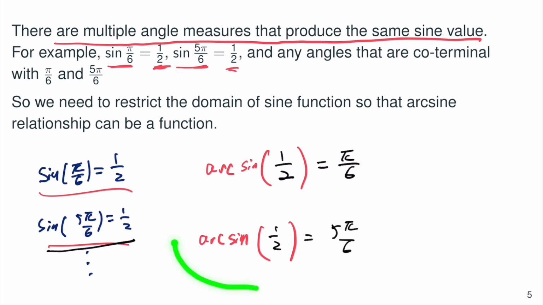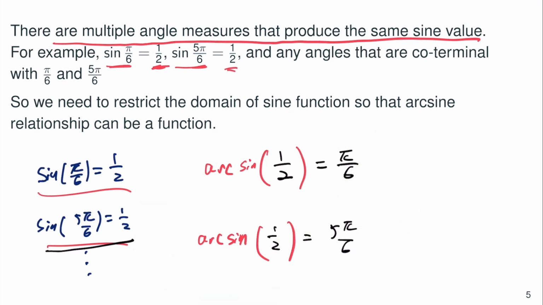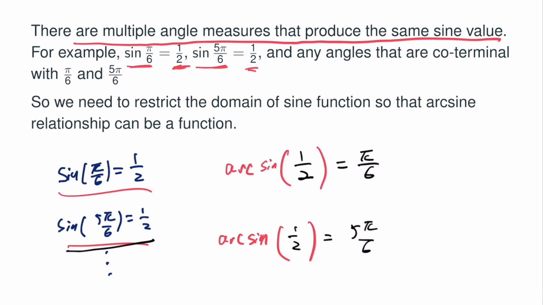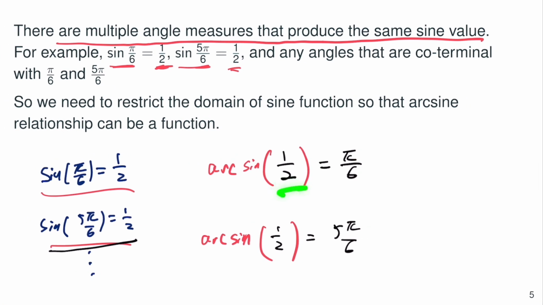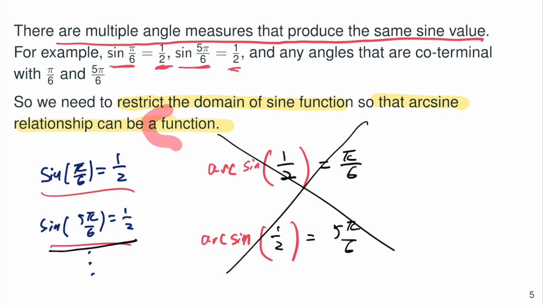But this right here is not a function. The definition of a function, not just a trig function, any function, is that for one input, in this case a half, it should only give us one output. But in this case, we get two outputs. So this becomes a problem for arcsine and actually for all inverse trig functions. That's why we need to restrict the domain of the sine function so that the arcsine relation can be a function. Again, a function just means that if I plug in one number, I should get only one value, but that's not the case here.